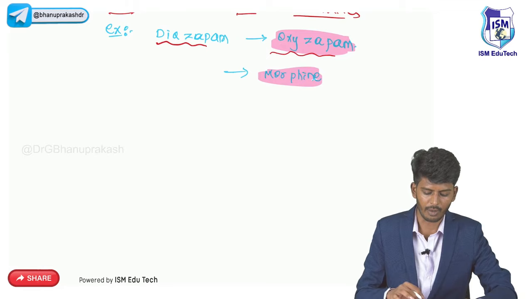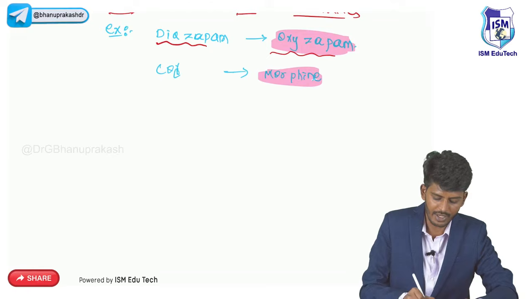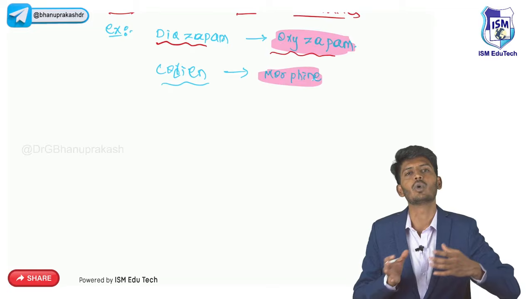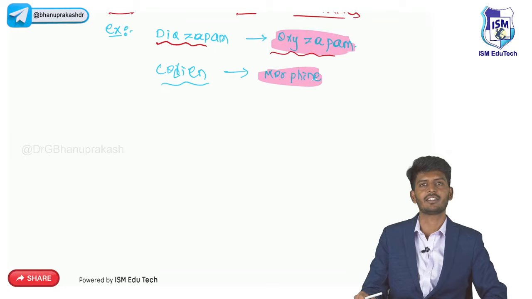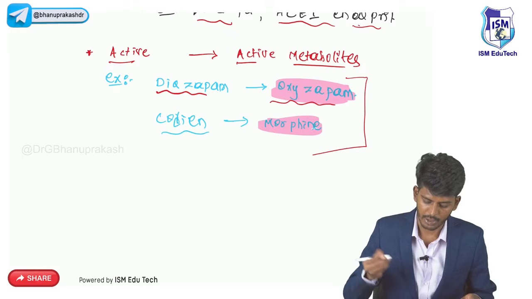dry cough. Now, after taking it for dry cough, it will get converted into morphine. Morphine is an opioid. Even though codeine is also an opioid, morphine has higher addictive tendencies. That can lead to one of the dangerous aspects, that is addiction. These are the two important drugs I want you people to remember: active drug to active metabolite.